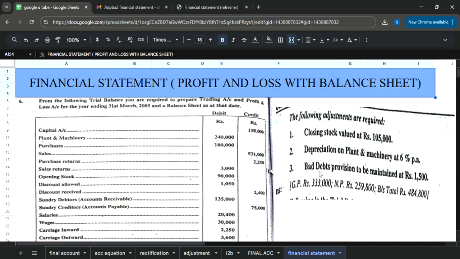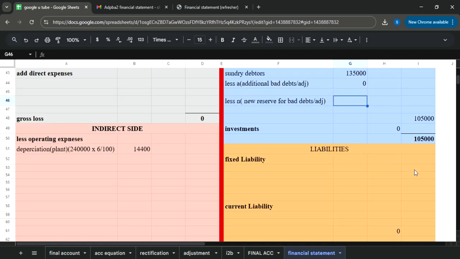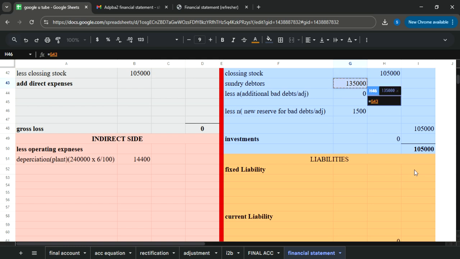So over here, you can see provision, reserve, allowance. These are four different names, but for the same purpose. 1500 is already calculated. You do not need to apply any percentage over here, so 1500 would be written. Now finally you will get the answer. These are your debtors. Then you will subtract any additional bad debt, which is not present in your question, and you will subtract your new reserve as well. So finally we have got our amount for debtors.